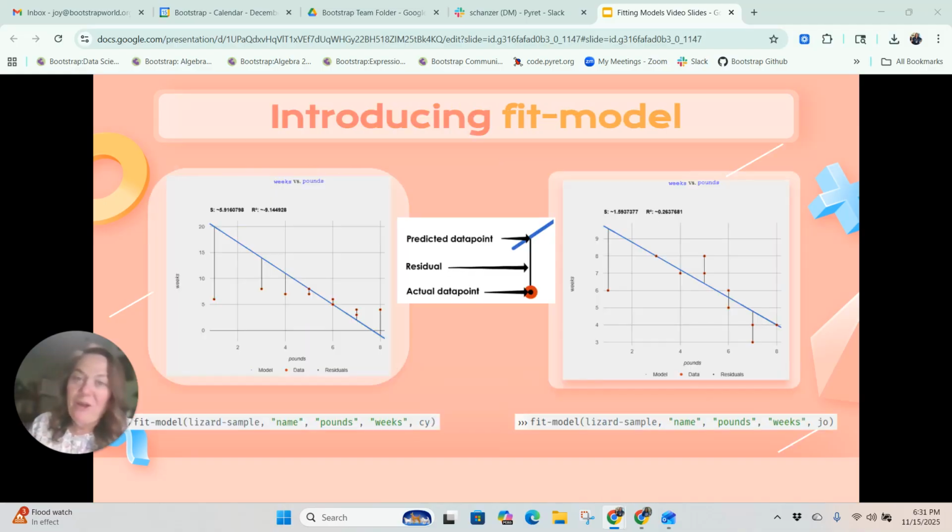Well, welcome to Pirates Contract and Function Fit Model.